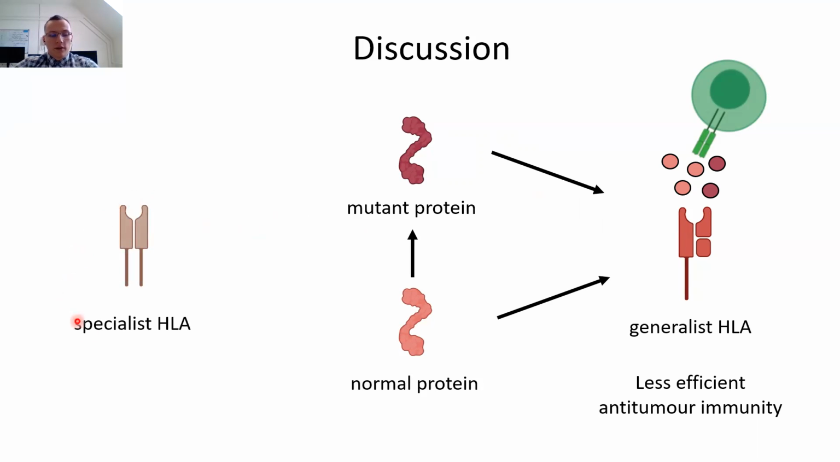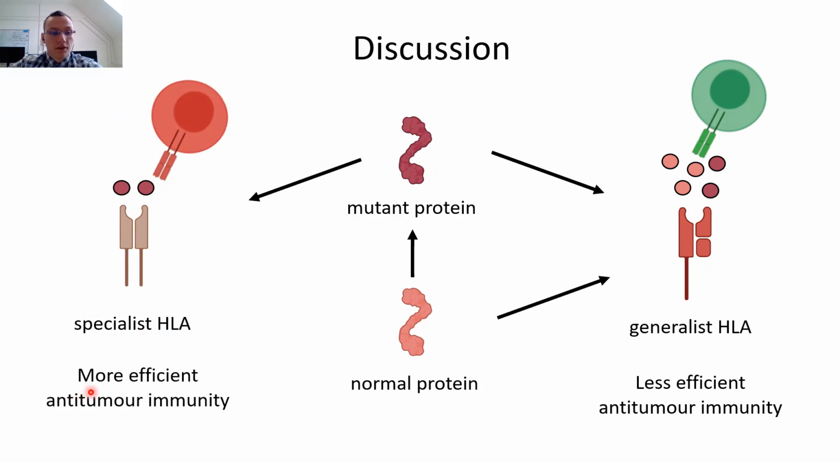In the case of specialist HLA molecules, because they bind only a small number of different peptides, if they bind only the mutant protein, then the immune system will recognize these and it will effectively destroy the tumor cells. This will result in a more effective anti-tumor immunity.